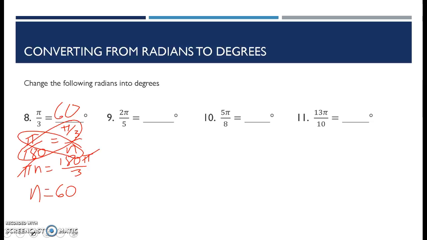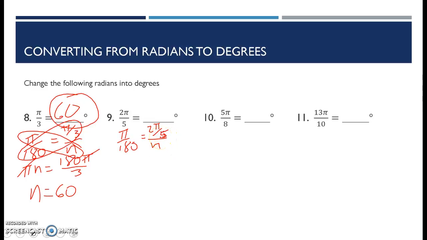Now this could get a little shorter here. If I do the same thing for number 9, by the way, you can find this relationship on your unit circle. Now 2 pi over 5 is not on your unit circle, but we can set up the same relationship. Pi is 180 degrees, and so then we have 2 pi over 5 is how many degrees? And I want to solve that for n.